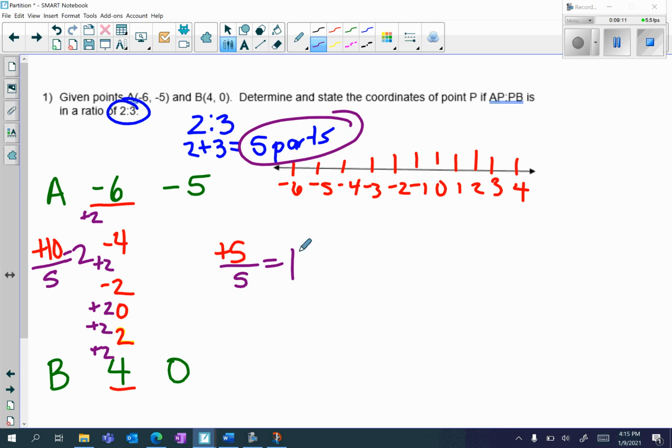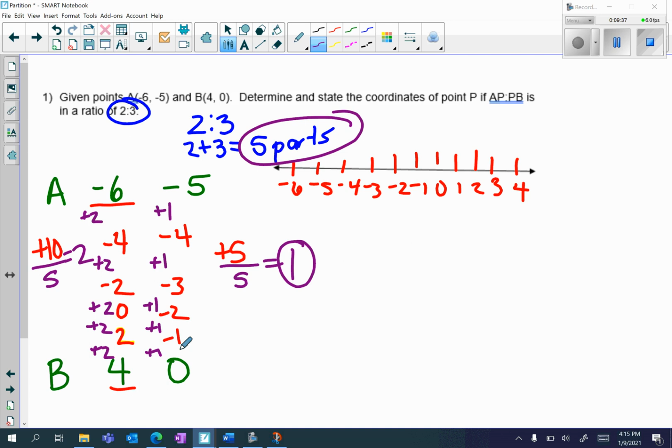Now I'm going to add 1 to my y value. So -5 plus 1 is -4. Plus 1 again is -3. Plus 1 again gives me -2. Plus 1 again is -1. Plus 1 again, it's going to give me 0.